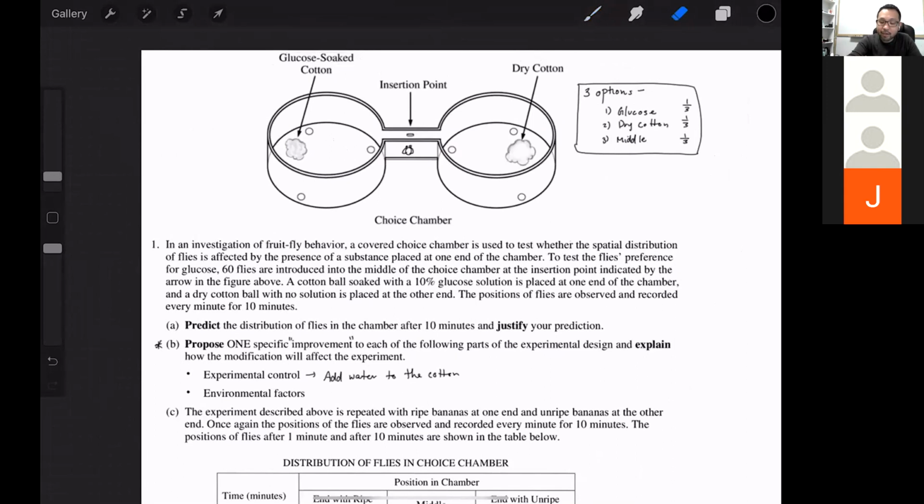How about a side preference, right? Right now we have glucose cotton on the left side and the dry cotton on the right side. We don't know if the fruit flies just have a natural tendency to veer off to the left, or perhaps even veer off to the right. In that scenario, what I probably want to do is randomize the positioning of the glucose cotton and the dry cotton to see whether the flies will consistently go towards the glucose rather than the dry cotton, even if it were on the right side. So that's probably something that I can do as well.